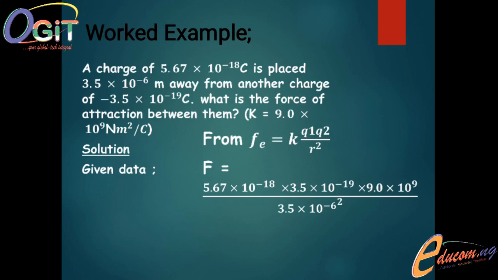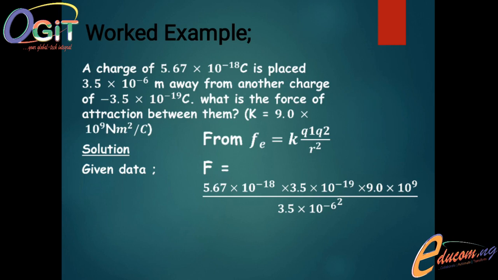Worked example. A charge of 5.67 times 10 raised to power minus 18 coulomb is placed 3.5 times 10 raised to power minus 6 meter away from another charge of minus 3.5 times 10 raised to power minus 19 coulomb. What is the force of attraction between them? Take your Coulomb constant to be equal to 9.0 times 10 raised to power 9 newton meter squared per coulomb squared.